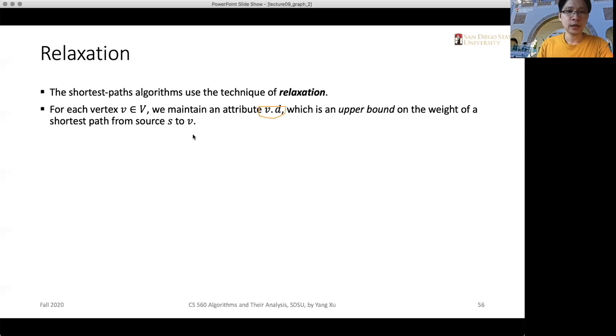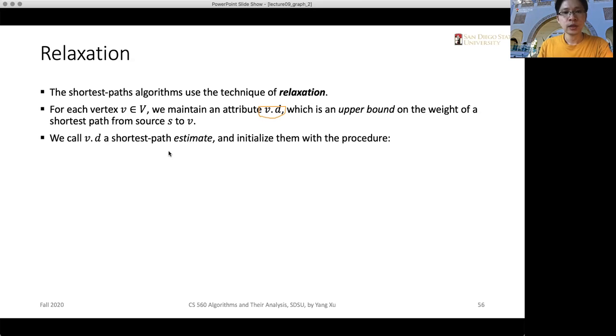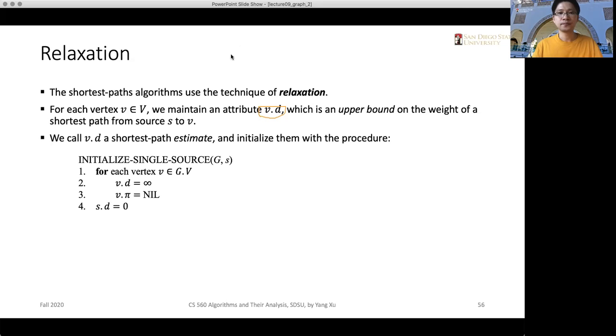Okay, but our goal is to use v.d to store the possible values for the shortest path. So we can call d a shortest path estimate. It can be some estimation of the shortest path. It's not necessarily true, and we can initialize them to infinity. Okay, so for each vertex in the graph, we will initialize d to be infinity because we don't have any information yet.